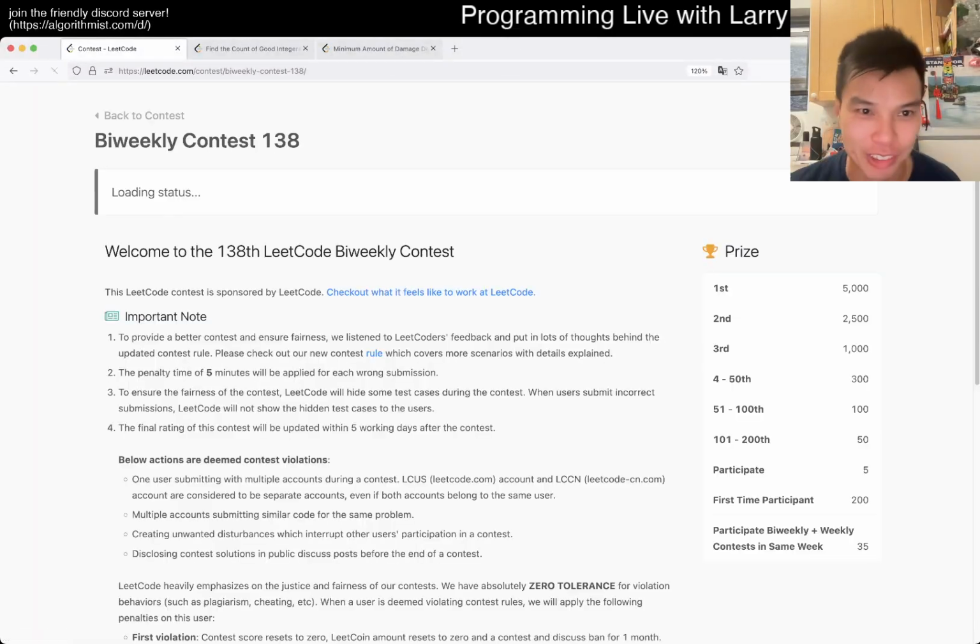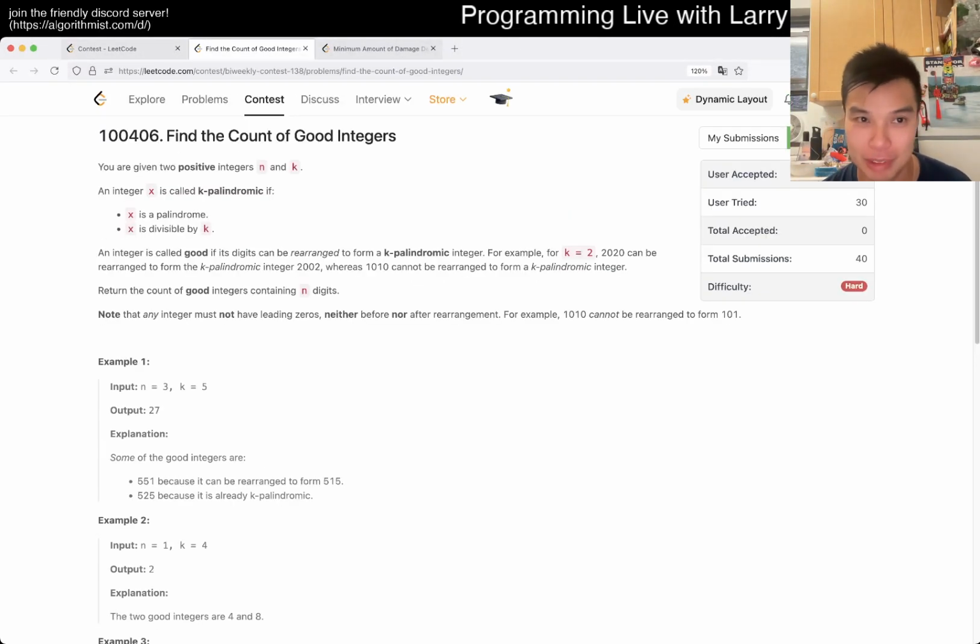Alright, now the actual contest begins with the 7.3. Alright, let's take a look at this one first. I just wanted to see how many people can give it a try. Two positive integers n and k. X is a palindrome. X is divisible by k. Okay. What is the output?